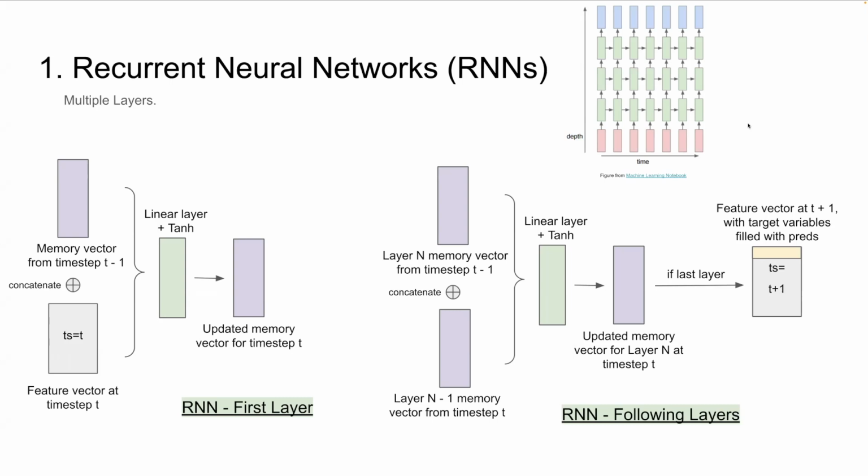And this is another picture if you have 3 layers. You see that the target variables at the very top are only computed from the memory vector of the last layer.